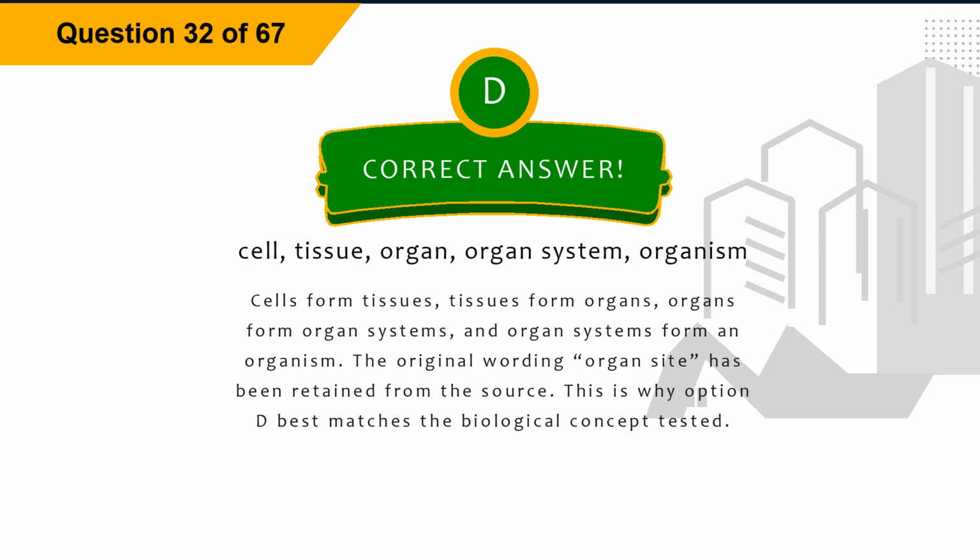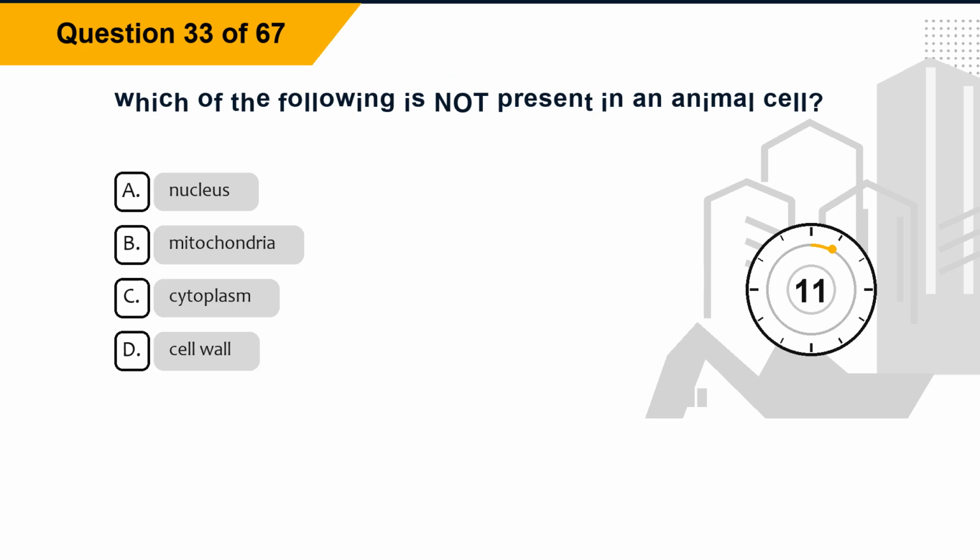Explanation. Cells form tissues, tissues form organs, organs form organ systems, and organ systems form an organism. The original wording organ site has been retained from the source. This is why option D best matches the biological concept tested. Question 33. Which of the following is not present in an animal cell? Option A, nucleus. Option B, mitochondria. Option C, cytoplasm. Option D, cell wall.